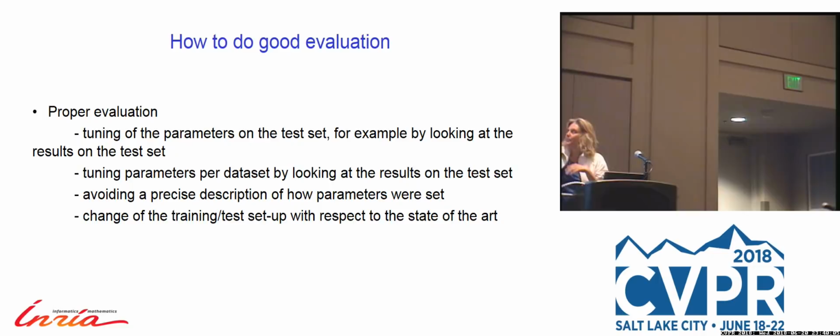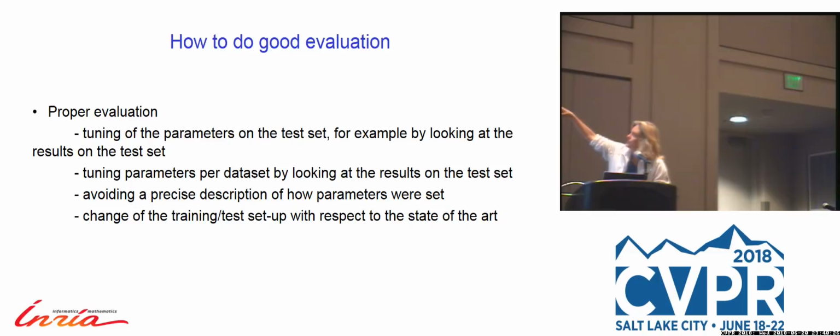And if you talk to people from machine learning, they always say you should report results on multiple splits. In our community, nobody does it because the run times are too slow, but ideally, you would really split the data set into multiple parts, run it on these different combinations, and report the mean and the deviation. So again, avoid tuning parameters by looking at the results on the test set.